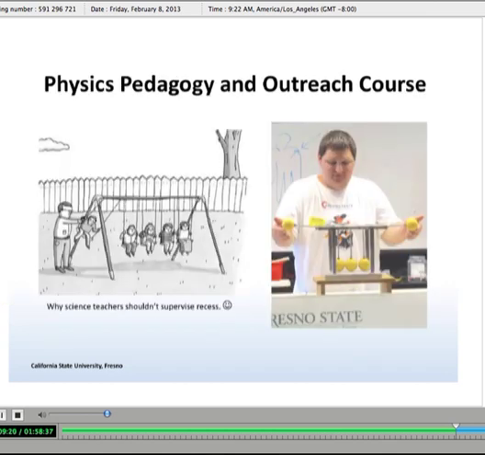And now I'm going to turn it over to my colleague, Don Williams, who is the Pied Piper of physics, who will describe his exciting physics pedagogy and outreach course that will be included in that new concentration area.